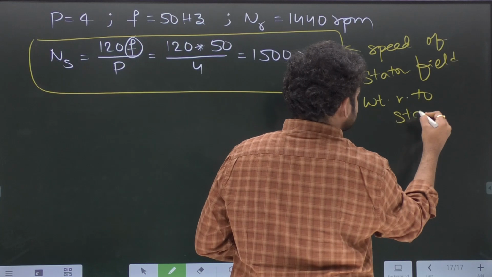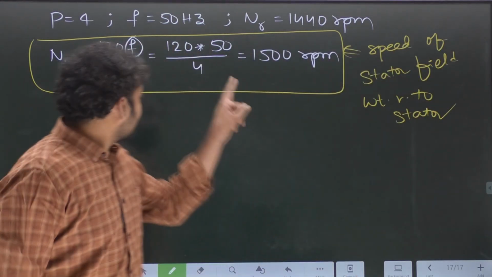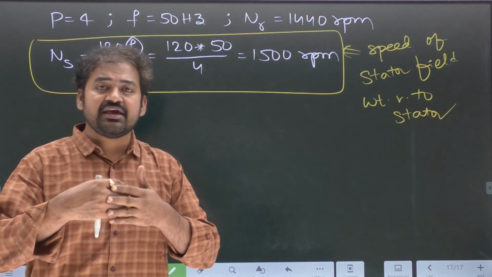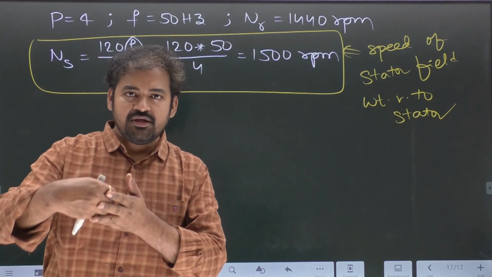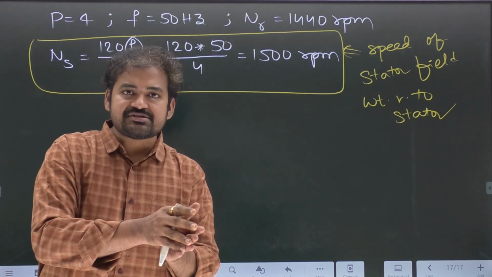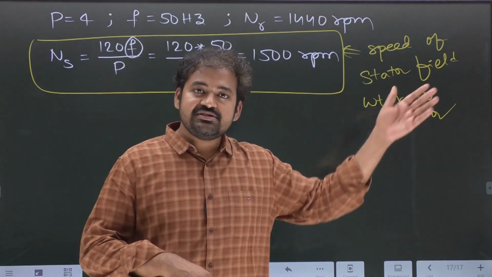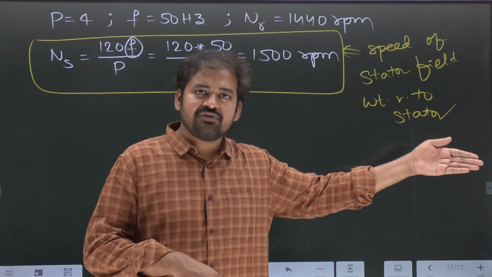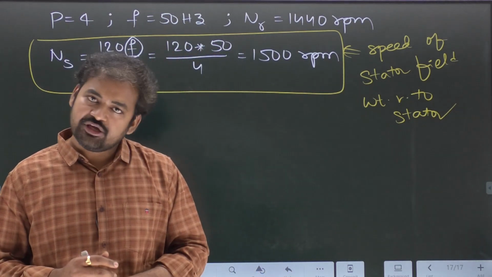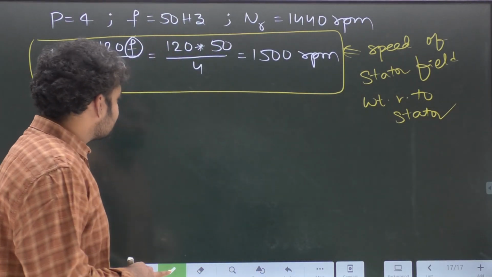With respect to stator. Suppose the machine is excited from the rotor side, then the supply frequency will be the rotor frequency, and you will get the speed of the rotor field with respect to rotor. This is the speed of the stator field with respect to stator, obviously. Now try to answer what is going to be the question.